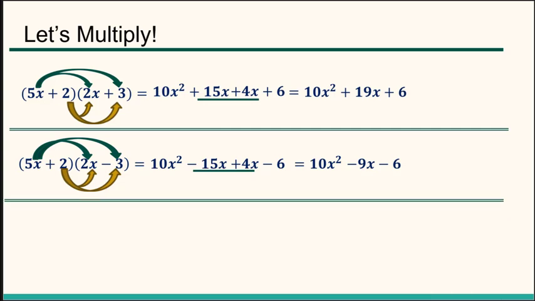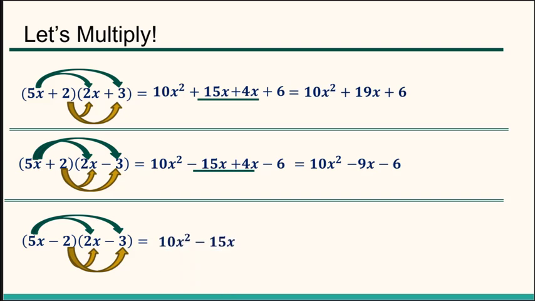All right, I bet we're going to do this with minus signs in both of those two. Yep, distribute the 5x, distribute the 2. Let's do 5x times 2x, that's 10x squared. 5x times the minus 3 is minus 15x. Minus 2 times 2x is minus 4x. Minus 2 times minus 3 is plus 6. Like terms here, we get 10x squared minus 19x plus 6.